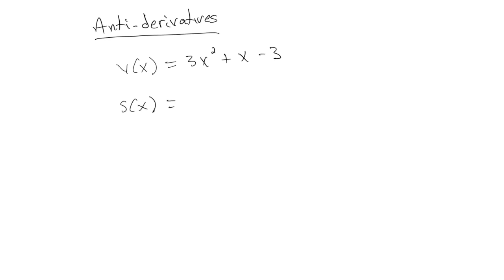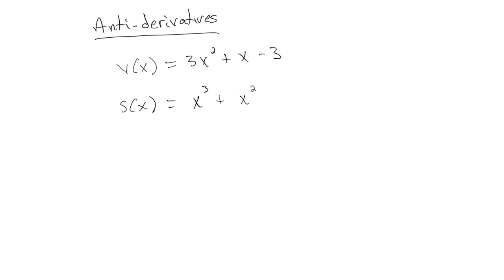I would look at this velocity equation and ask, what's the antiderivative? In other words, what did I take the derivative of to get 3x squared? We know pretty intuitively that that would be x cubed, because when I differentiate x cubed, I get 3x squared. What do I take the derivative of to get x? Well, I know that that would be x squared.